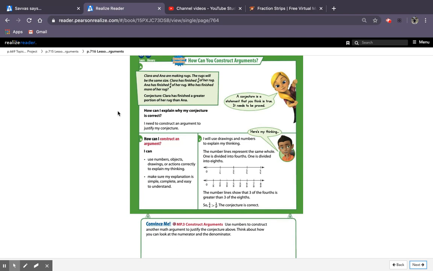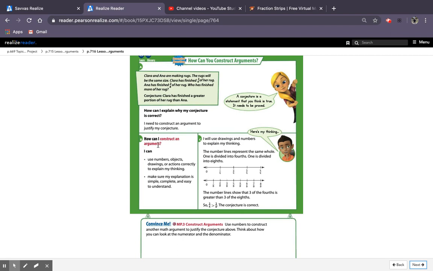So conjecture, just like your answer, her argument is that Clara has completed more. This right here says a conjecture is a statement that you think is true. It needs to be proved. So again, it's her argument, it's her answer, and then she still has to give reasons why. I need to construct an argument to justify my conjecture. So she knows that's what she would need to do next.